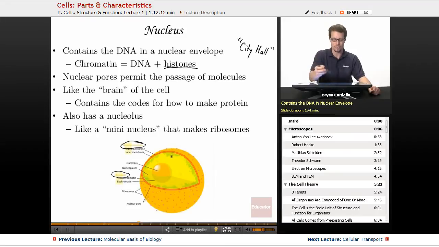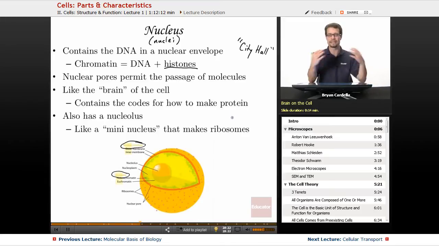Constantly, the nuclei, which is plural for nucleus, let me write that down. The nuclei of your cells, if the cells are metabolically active, they're constantly making RNA. It's kind of like a photocopy of DNA that tells a cell how to make protein. And yeah, it's very much like the brain of the cell, like City Hall is in charge of a city. It contains the codes for how to make every single protein in the cell, how to make every cell part, how to maintain it, and how to keep the cell alive.